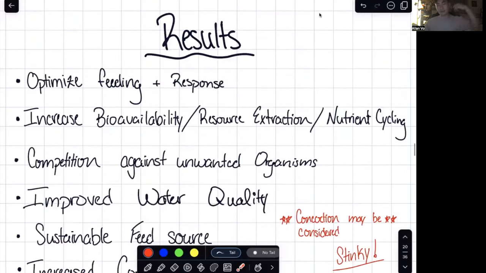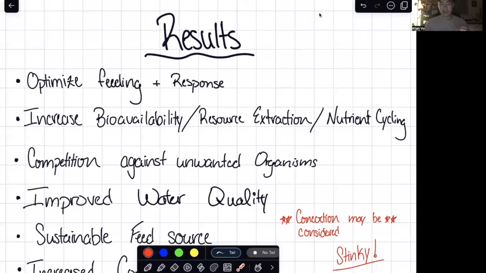So these are some of the results that you can achieve, or what I have personally seen and anecdotally heard from other people trying my method now. One of the results you get is an optimized feeding response and overall vibrance response from your corals. You really notice a change in the health of the coral. The tissue becomes plumper, and the polyp extension, polyp size, and characteristics are drastically changed.